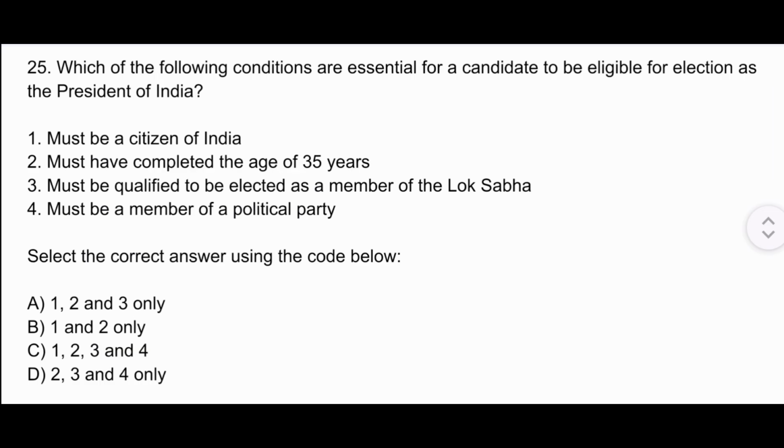The next question, which of the following conditions are essential for a candidate to be eligible for election as the President of India? 1, must be a citizen of India. 2, must have completed the age of 35 years. 3, must be qualified to be elected as a member of the Lok Sabha. 4, must be a member of a political party. Select the correct answer using the code below.